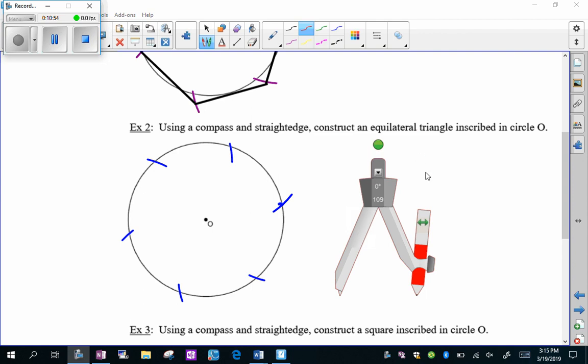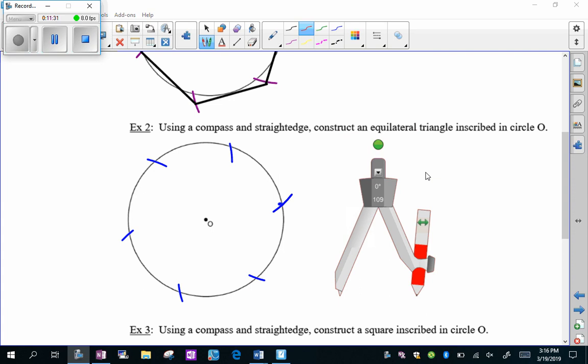Our second construction is using the compass and straight edge. We're going to construct an equilateral triangle inscribed in circle O. For time's sake, I went ahead and started this one, because the start is the same as the previous construction: you pick a point on the circle, measure out from the center, and go around and make your 6 even marks around the circle, the same way we did the hexagon.